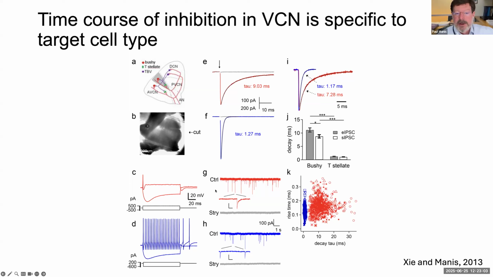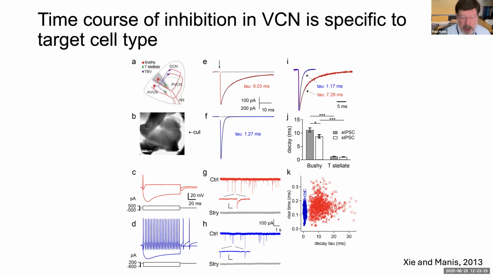And if you look at the IPSCs, the spontaneous events, they have a very similar separation of fast decay in the stellate cells and slow decay in the bushy cells. And this also shows up even if you plot the rise time against the decay time for all these. They're categorically different in both classes of cells.